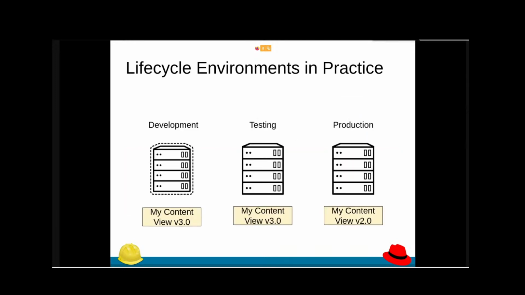Now, in practice, what does this look like? Hosts are distributed among the lifecycle environments. For an example, your development hosts could be VMs in the cloud, and then the testing and production hosts could be on your premises or something. So you see the development VMs over here are on Content View version 3. The testing ones are on Content View version 3. And then production is on Content View version 2.0.